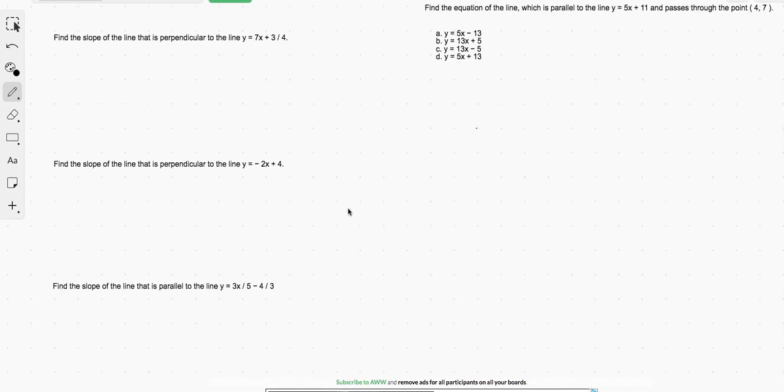Today I will be showing you guys how to find the equation of a line when it's parallel or perpendicular. So I have 4 questions here.